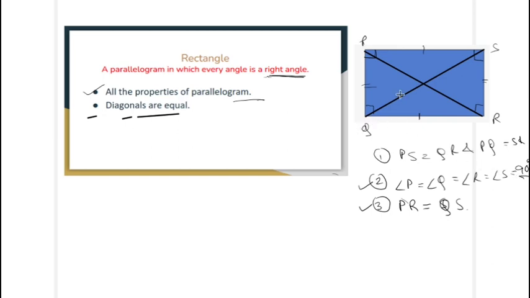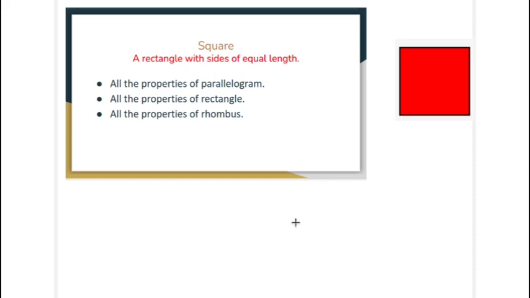Now in a parallelogram, diagonals bisect each other. In this rectangle also diagonals bisect each other, but the special case is that the diagonals are also equal in the rectangle. Okay, so hope you have understood what a rectangle is. Now move to the next one, a square. Now a square is a special case of a rectangle.